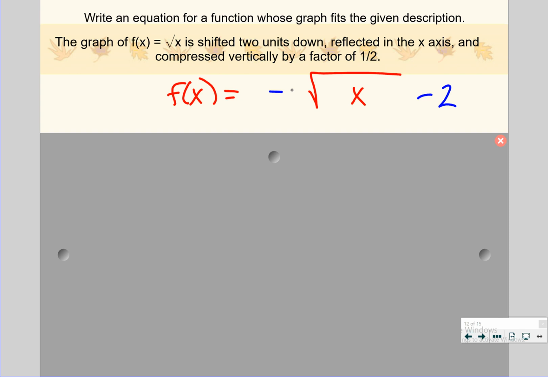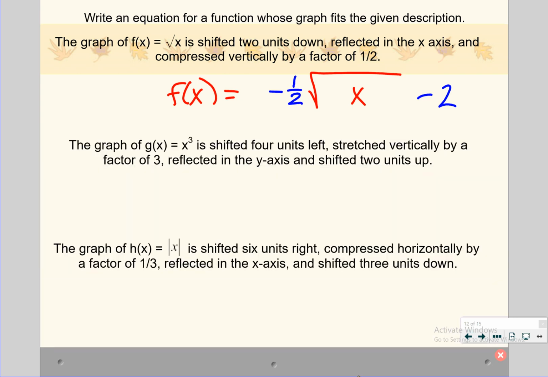And then compress or shrink. It's another word we'll see. Shrink vertically by a factor of 1/2. If it's a vertical stretch or shrink, is that outside or inside? Outside, and it's exactly as we would think. 1/2. Okay. Again, the horizontal ones on the inside are the ones where you're going to flip it and use the reciprocal. All right. You guys try the 2 below.